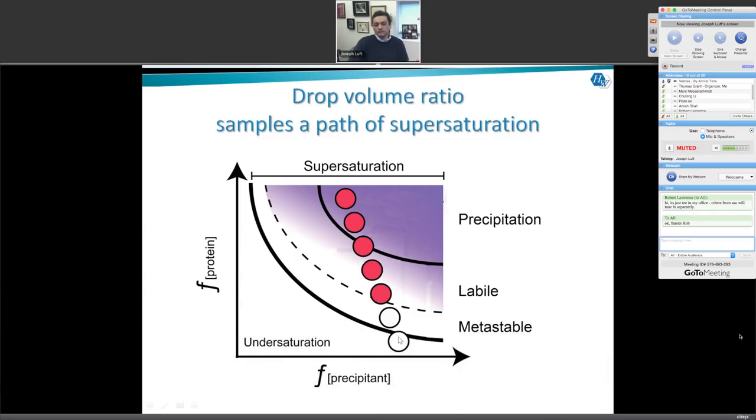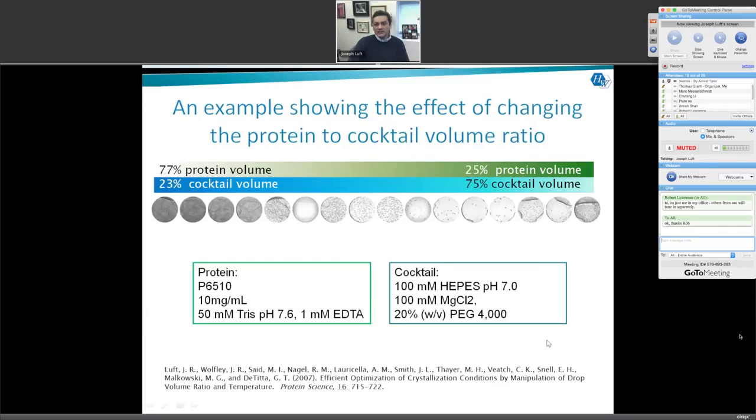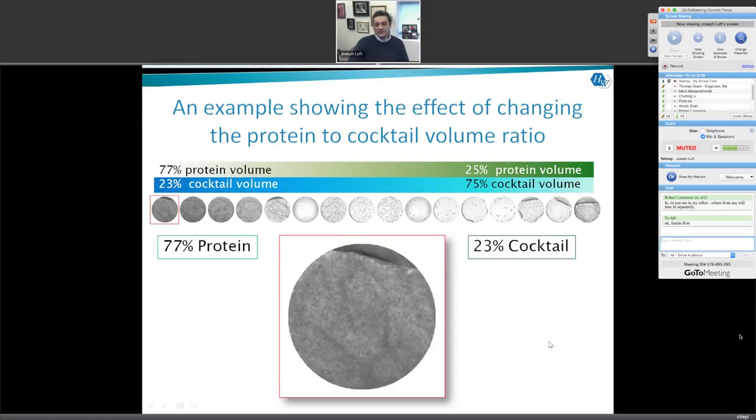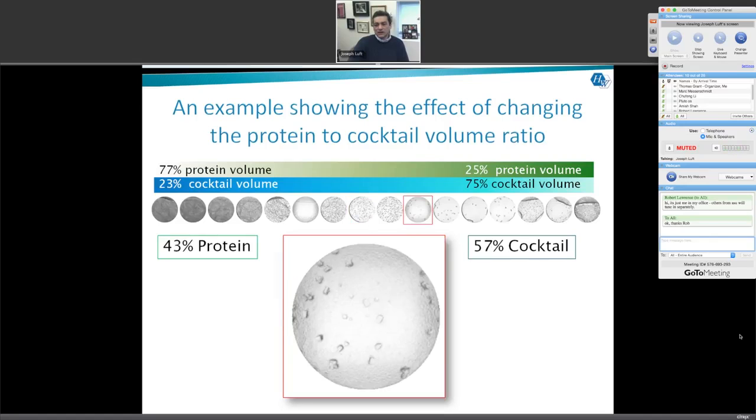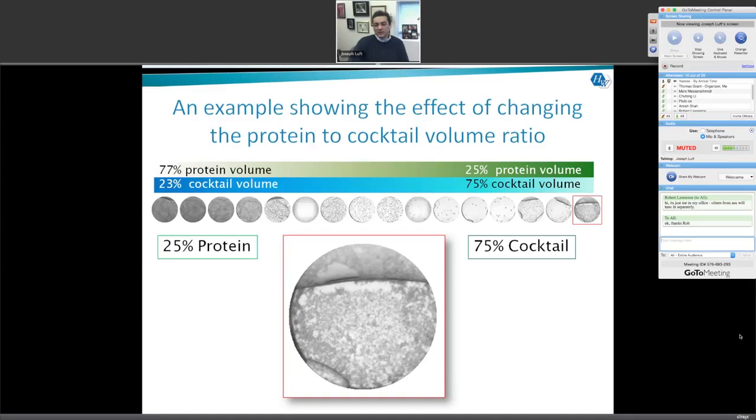You're just taking snapshots of different locations in the phase diagram, and you're hoping, in the case of producing these nanocrystals, that you're closer to the precipitation region than you are to the metastable region, but you're still falling within the soluble zone. And this is just an example that has 16 different volume ratios of a protein to a cocktail. Just to show you the impact this can have, you can go from these highly precipitated drops to crystals to, again, precipitated drops on the other end.